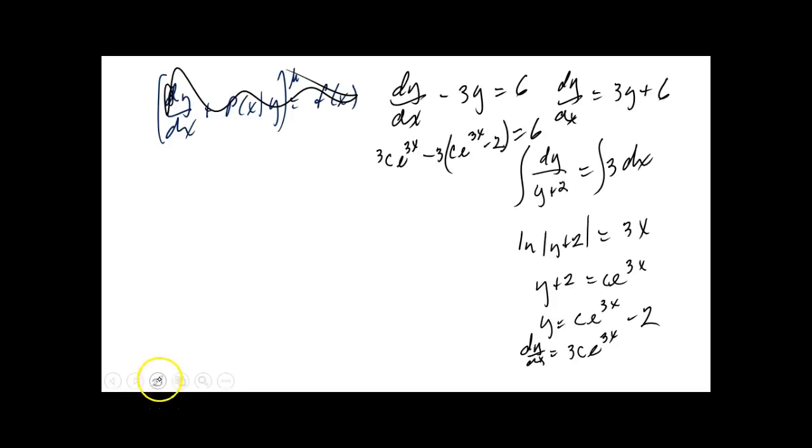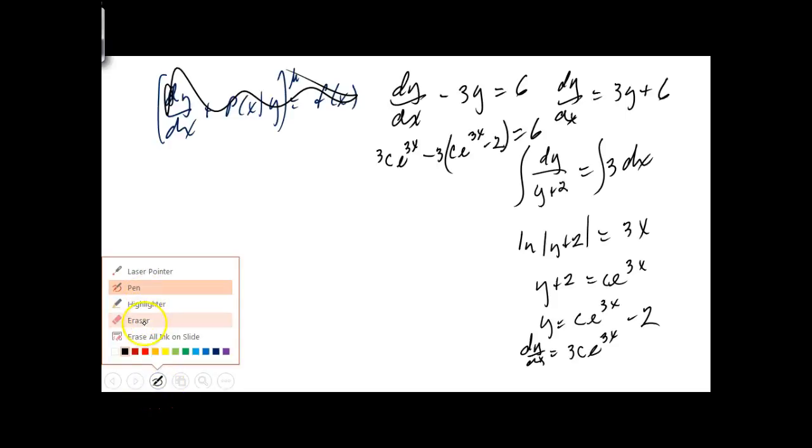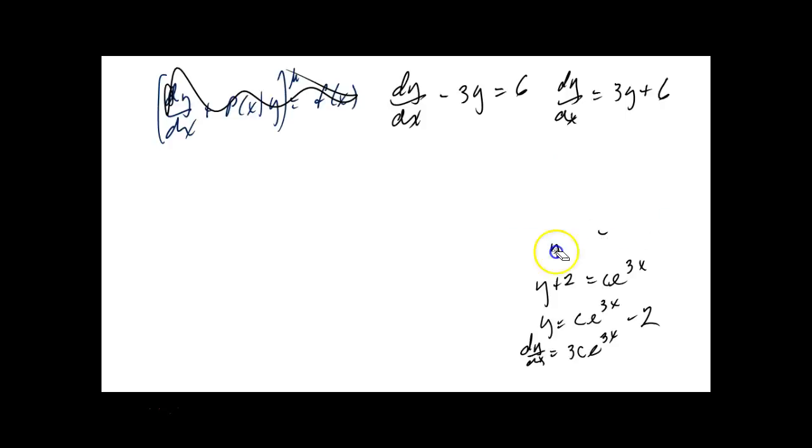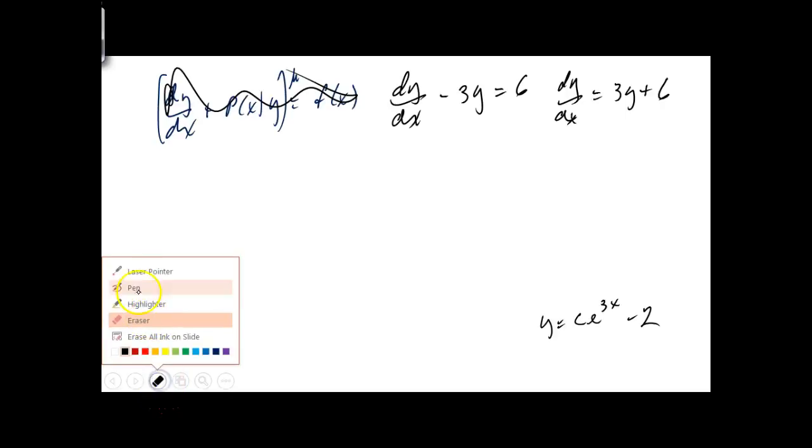So, let me get rid of my checking, because I might need all the room I can get. Now let's just leave the answer. Are you okay with just the answer? Okay. And that minus 2 was part of the answer. Okay. I don't want to erase that.